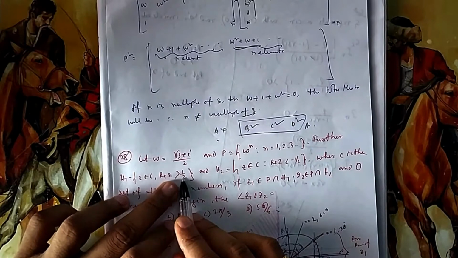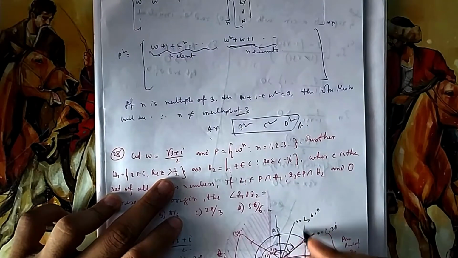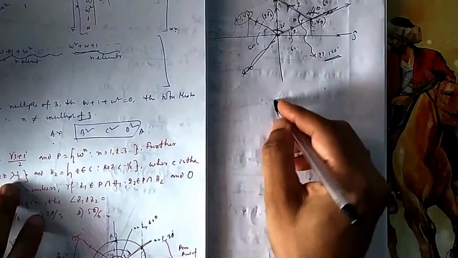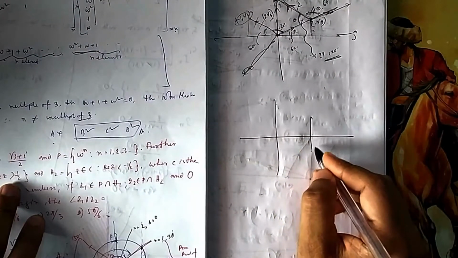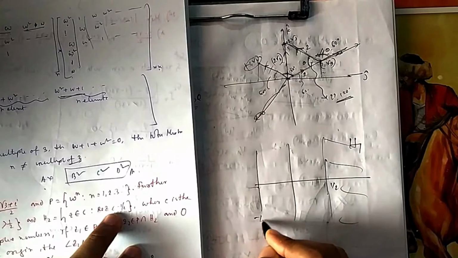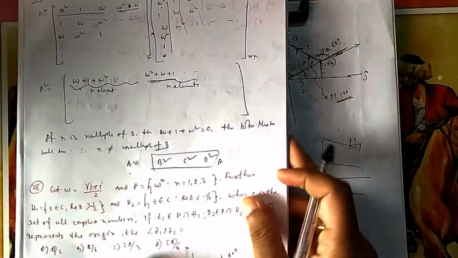If you see this one, further, what is the value of H1? Real z should be greater than half, that means the x value should be greater than half. So if this is your x, this should be greater than half. So this is the zone they are talking about. If I draw it, half is here. This is your H1. Next H2, real z is less than minus half, so this is your minus half, so this is H2.